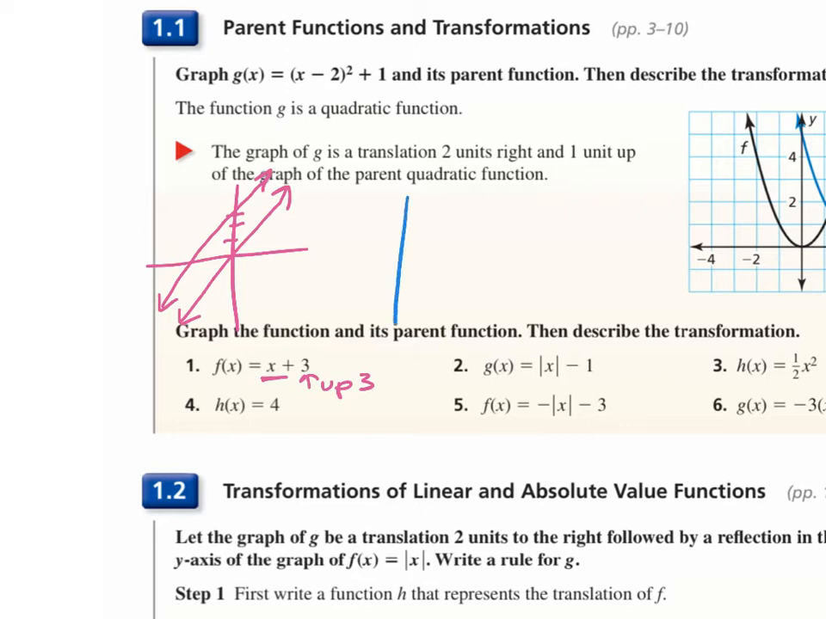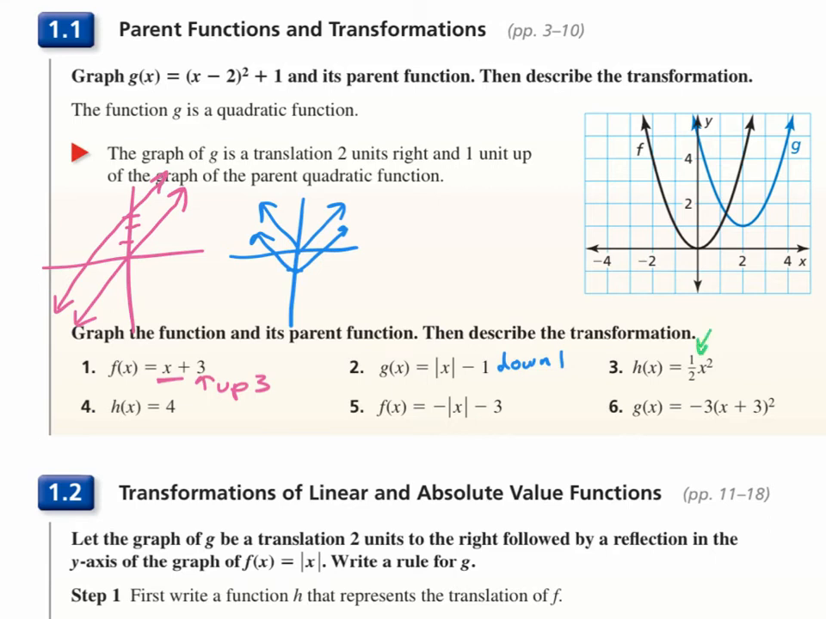For number 2, we have an absolute value graph. The minus 1 means that we go down 1. So our graph just shifts down, and we go from there. Number 3, this 1/2 means that we have a vertical compression or vertical shrink. So this would be a quadratic graph, and a compression means that we make it chunkier. We squish it down vertically. So we're making our graph fatter. So it's going to look like that.